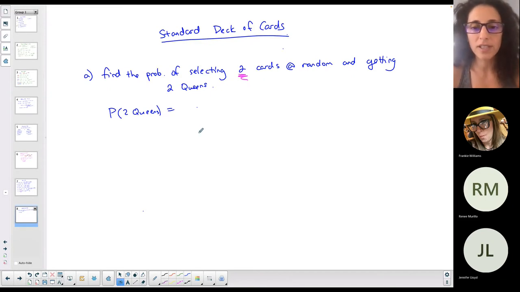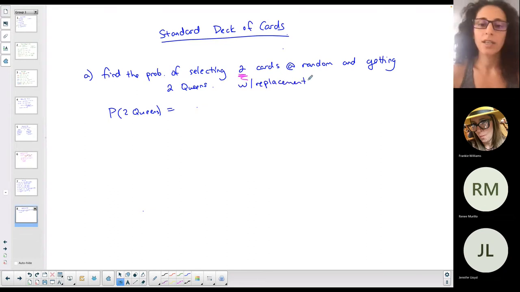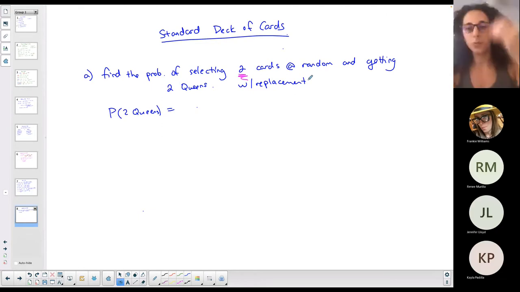Okay, let's find the probability of selecting two cards at random, getting two queens. I'm going to just say with replacement. And you could be told, when you select the first queen, you put it back, then you select the second queen. That's with replacement, right?